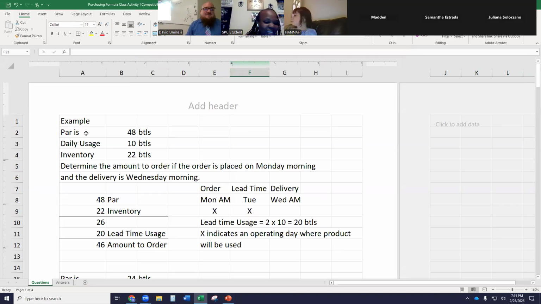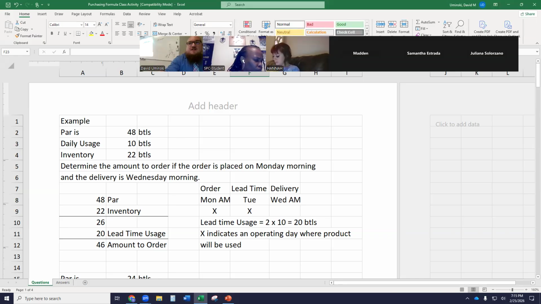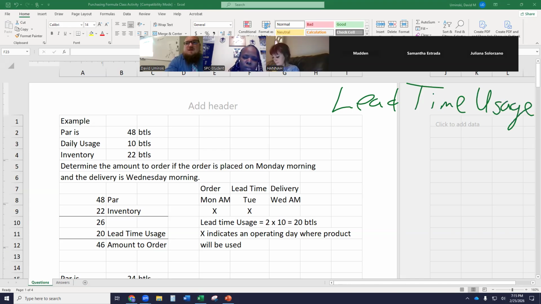All right, par. Let's go with this first example here. Now, this is very similar to what we just saw on the PowerPoint. However, now we're going to take into consideration a concept that we call lead time usage. What lead time usage means is the time between when we place the order and the delivery of that item.